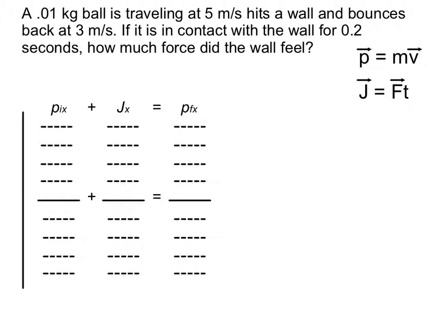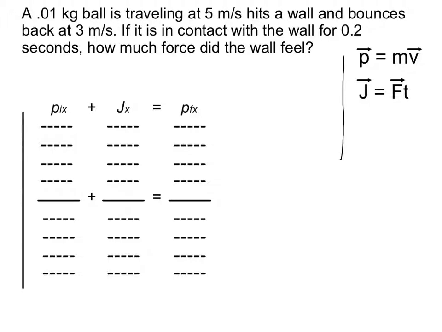Next, we'll be doing a bouncing problem. A 0.1 kilogram ball is traveling at 5 meters per second, hits a wall and bounces back at 3 meters per second. If it is in contact with the wall for 0.2 seconds, how much force did the wall feel? We start by drawing a picture.